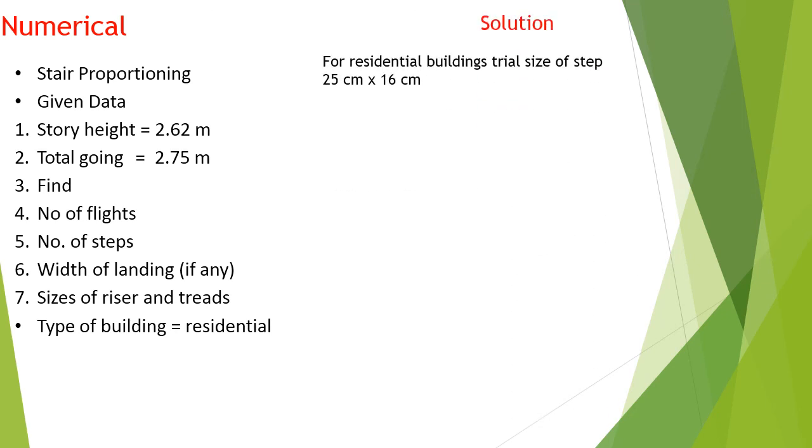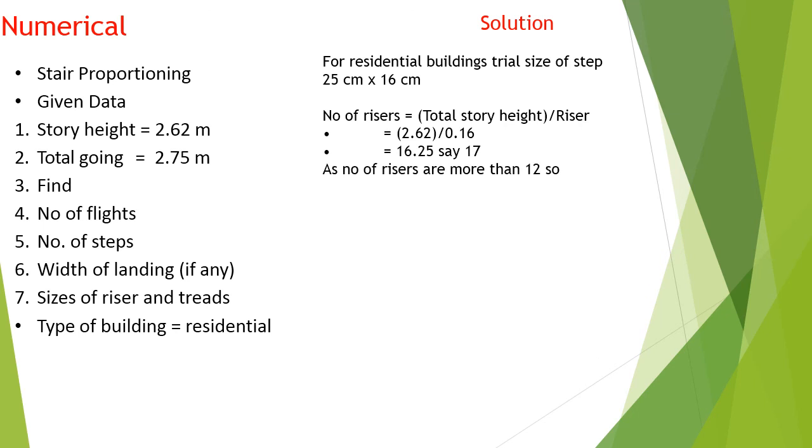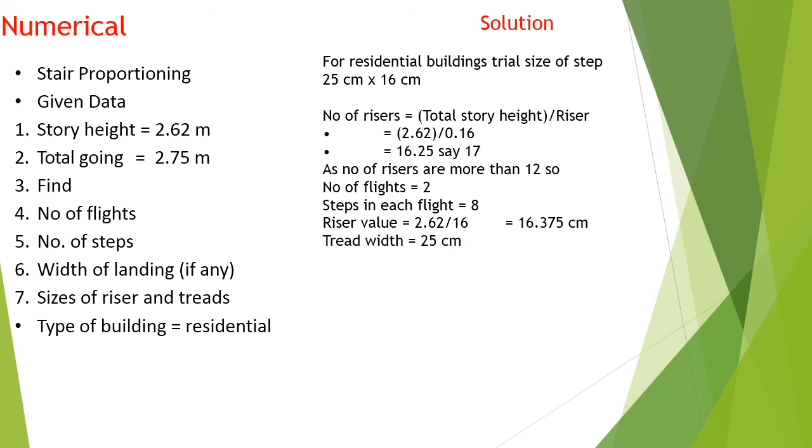Residential building, trial size of step is equal to 25 cm by 16 cm. Number of risers is total storey height divided by riser, that is 2.62 divided by 0.16, say 16.25, it will be 17 risers. As the number of risers is more than 12, the number of flights will be 2. Steps in each flight will be 8. Riser value is equal to 2.62 divided by 16, which is equal to 16.375 centimeter.